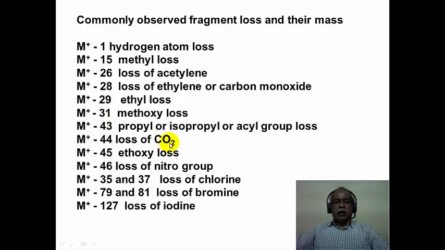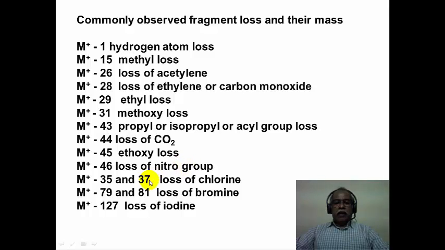44 is typically carbon dioxide. This is a very characteristic feature of a decarboxylation reaction, where the molecule loses a molecule of carbon dioxide with a mass loss of 44. Ethoxy corresponds to a 45 mass unit loss, and the nitro group corresponds to 46.